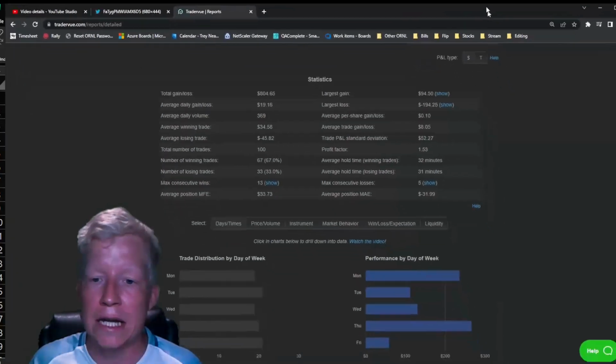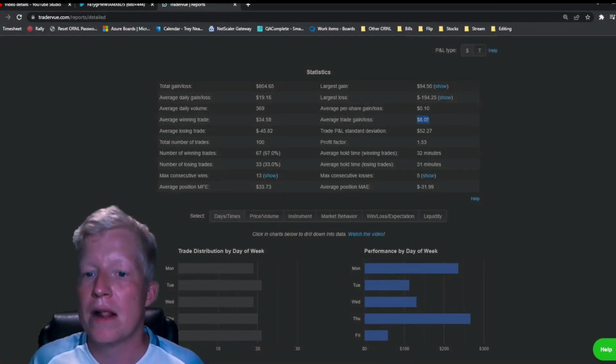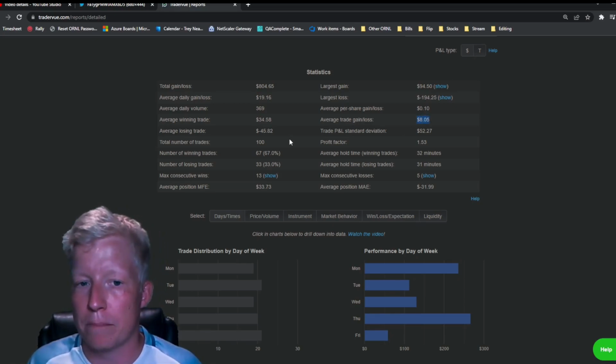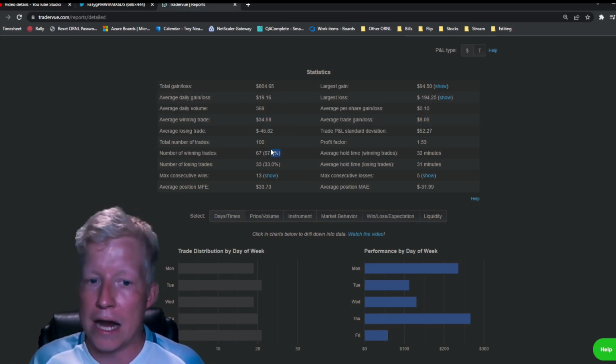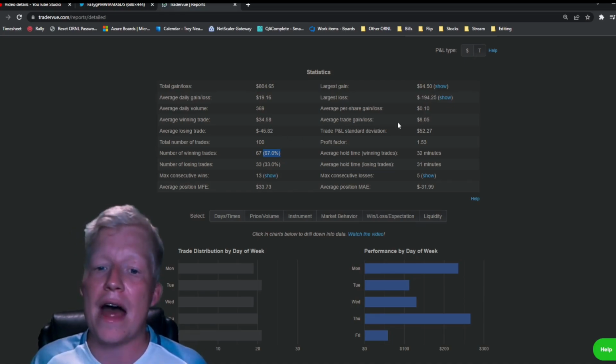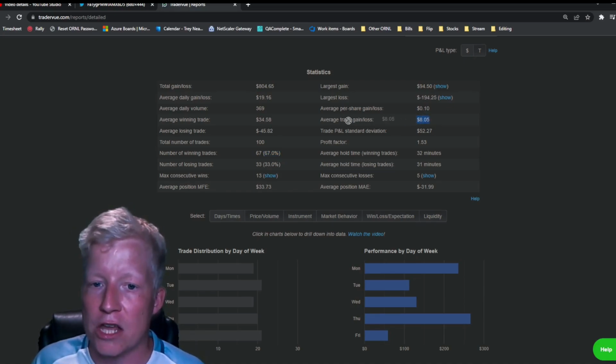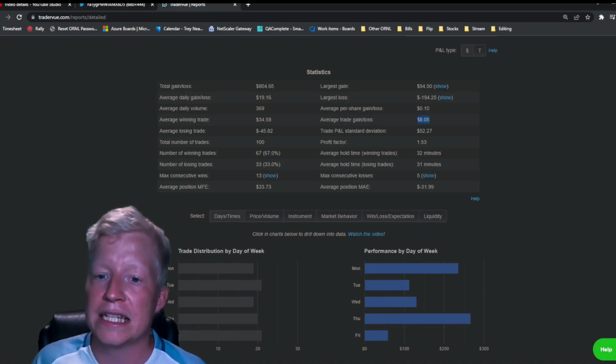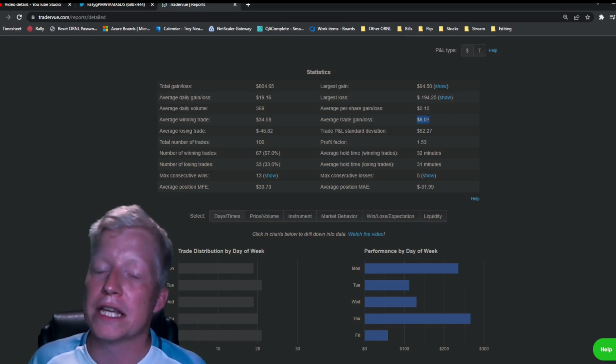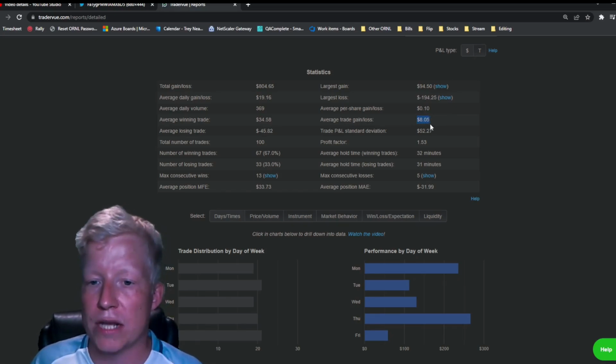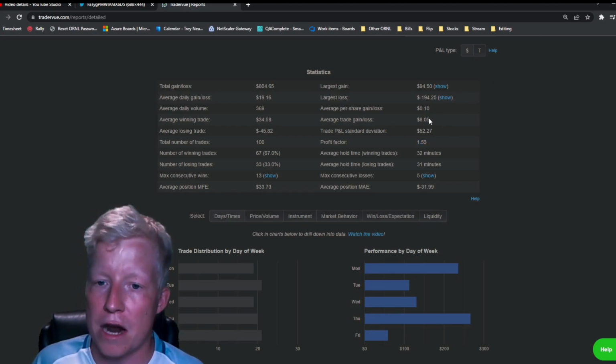You should be worried about getting this number up. This is the most important number. I don't care about average winner. I don't care about your win percentage. None of that matters. What's your expected value? Average trade gain loss. This is expected value. Get that number as high as you can. Get your profit factor as high as you can, right? These are the numbers that matter.